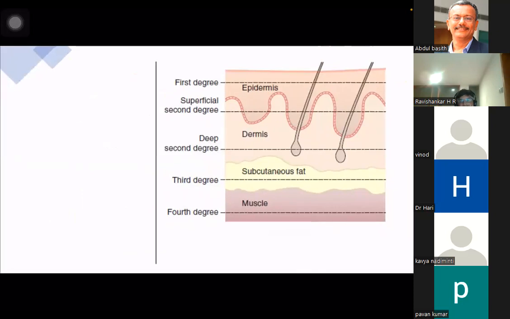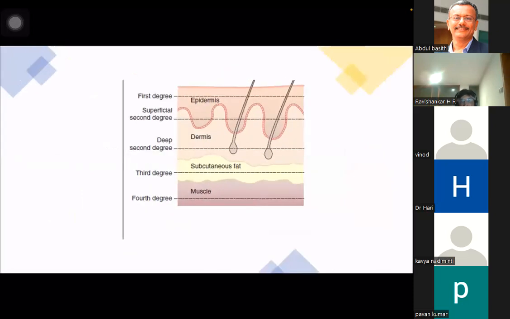As in first degree injury, as the stratum basale is left intact, the wound healing will be without scar. And in superficial partial injury, it is the dermal papillae which are involved, and these clefts are left, which helps in healing. So the scar formation is minimal or nothing.